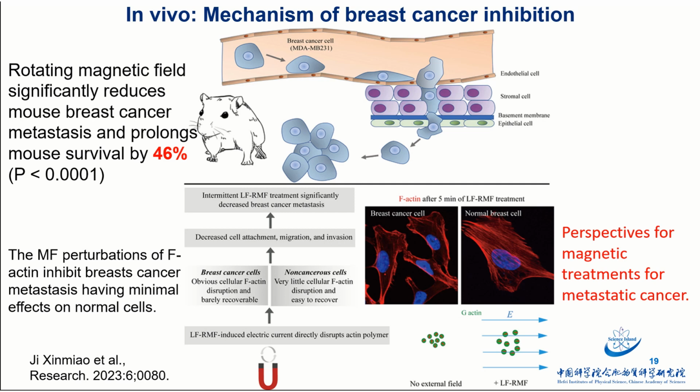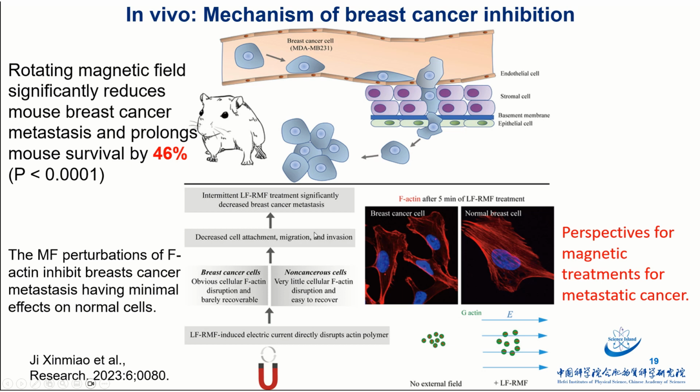Slides 18 and 19. Here we demonstrate that a rotating magnetic field significantly reduces mouse breast cancer metastasis and extends mouse survival by up to 46%. Thus, the perturbations of F-actin inhibit breast cancer metastasis, having minimal effects on normal cells. These results open perspectives for magnetic treatments for metastatic cancer.